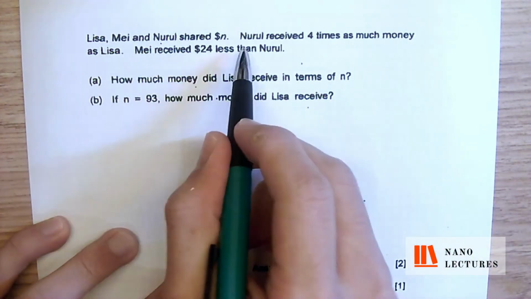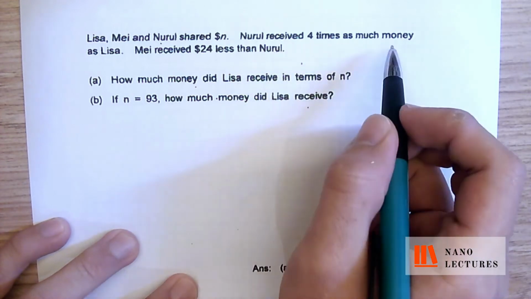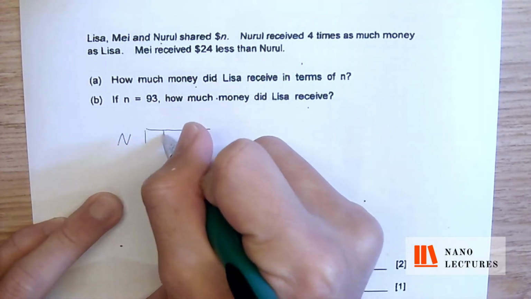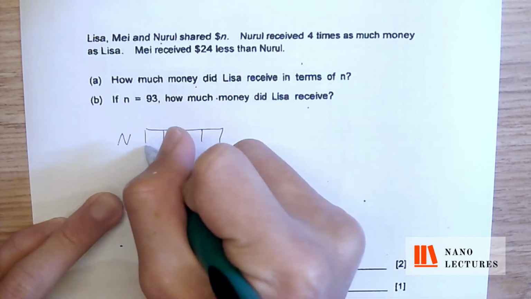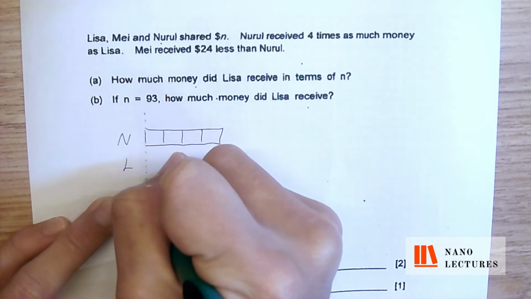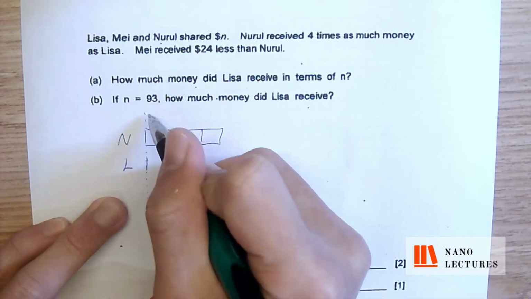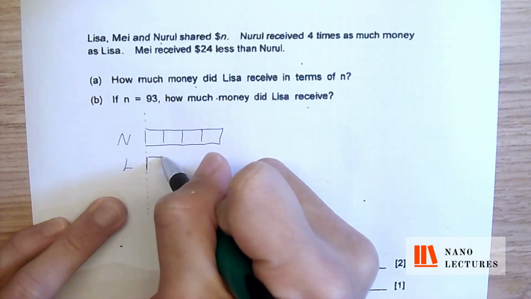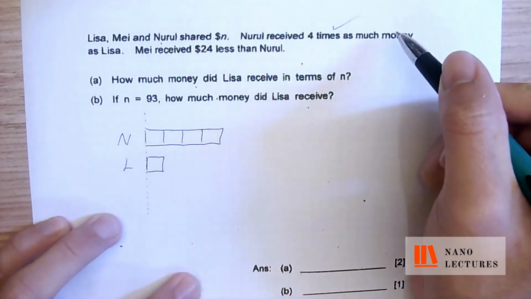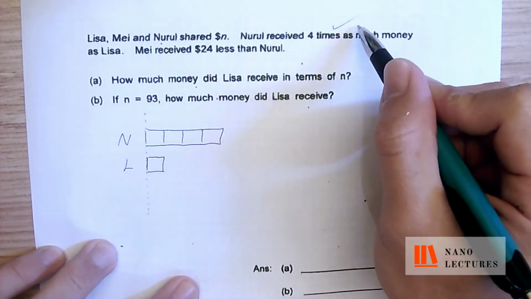Okay, let's see. So we know that 3 of them shared N dollars. Nurul received 4 times as much money as Lisa. So for Nurul, remember to label 4: 1, 2, 3, 4. And then Lisa will be 1. I always draw the dotted line to show that they are all starting from the same starting line. Okay, so done. Every time I draw a model, if it's a bit longer, I'll put a tick to show that I have drawn this part.